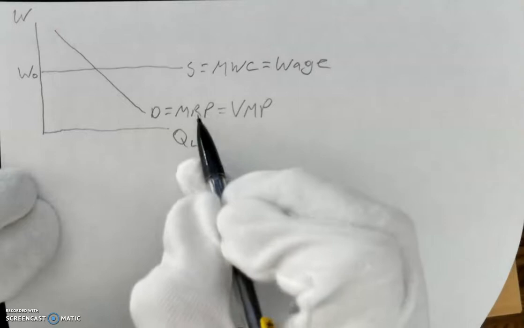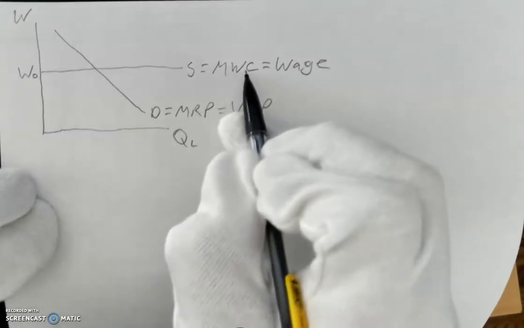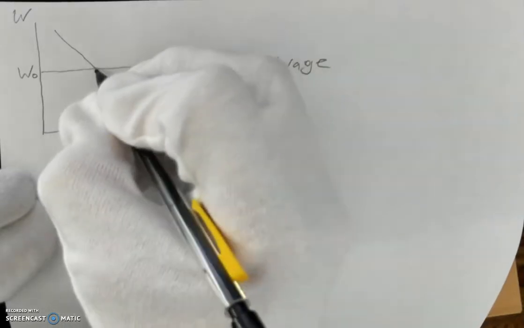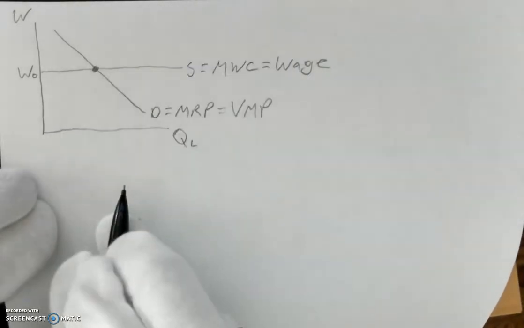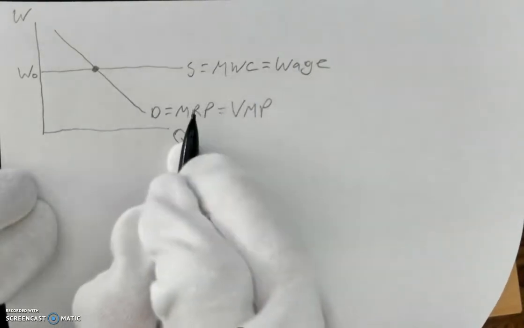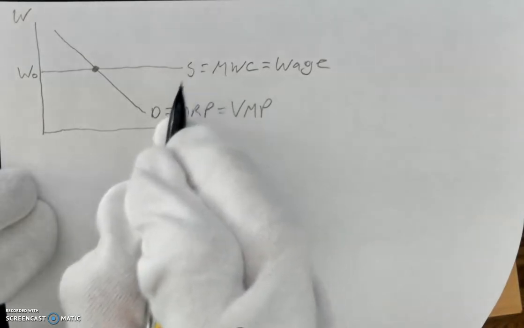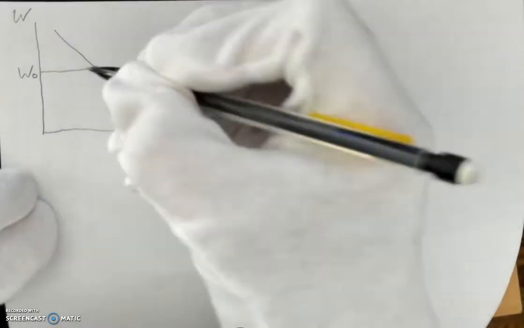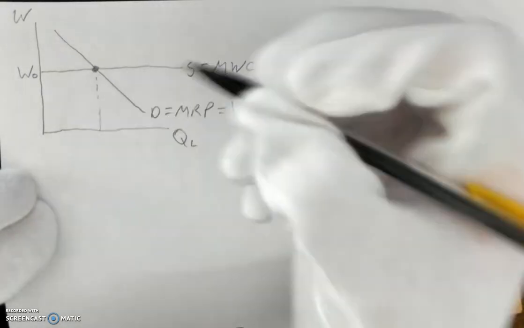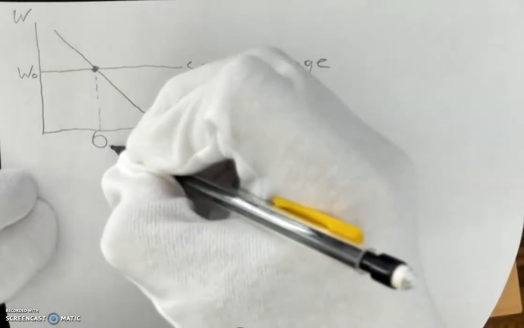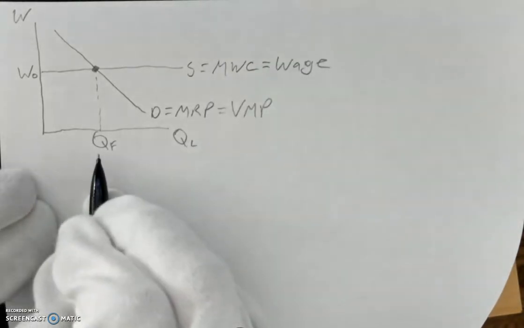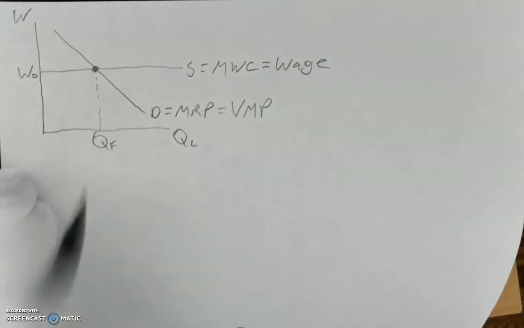Firms use marginal revenue product and marginal wage cost to make the employment decision. That is, they will employ to the intersection of these two. This is the firm's perspective on supply. This is the firm's perspective on demand. They will therefore employ at Q firm. That will be the profit maximizing level of output.